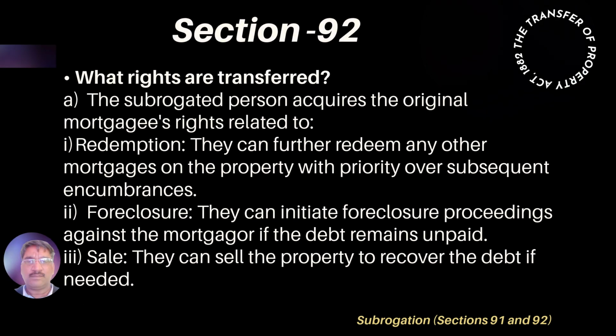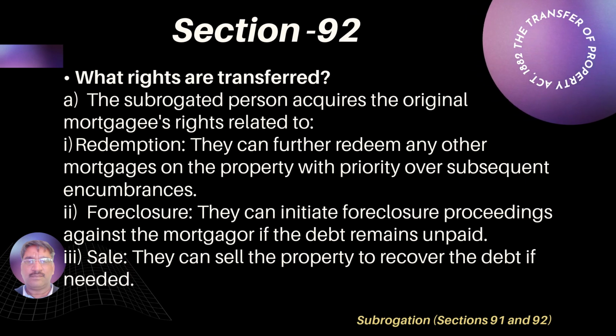What rights are transferred? The subrogated person acquires the original mortgagee's rights related to redemption. They can further redeem any other mortgages on the property with priority over subsequent encumbrances. Foreclosure. They can initiate foreclosure proceedings against the mortgager if the debt remains unpaid. Sale. They can sell the property to recover the debt if needed.